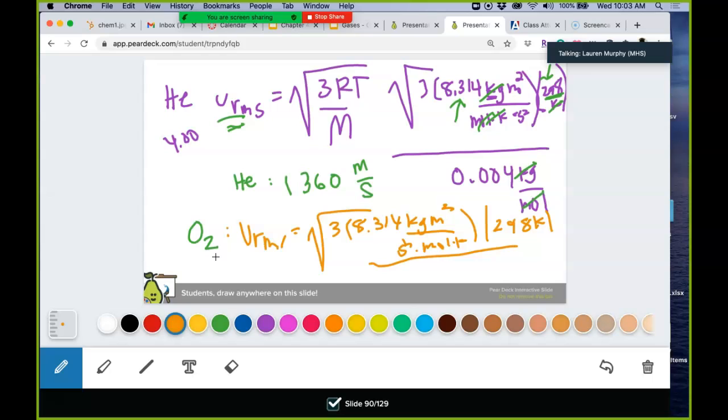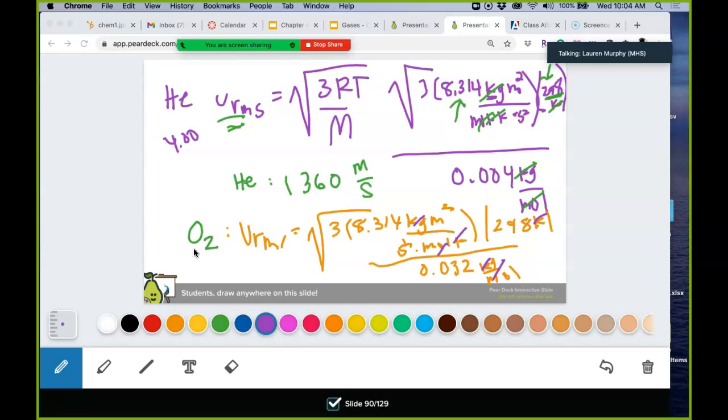Now O2 is oxygen gas, and it's 32 grams per mole. So that's 0.032 kilograms per mole. So let's look at the units again. Kilograms cancel, moles cancel, Kelvin cancel, and you're left with meters squared over seconds squared. And then you're going to square root it, so you'll be left with meters per second. I'm going to give you a second to calculate this. All right, does anyone have a number that you're willing to share by unmuting yourself? When I go back to the chat, it messes with my recording.